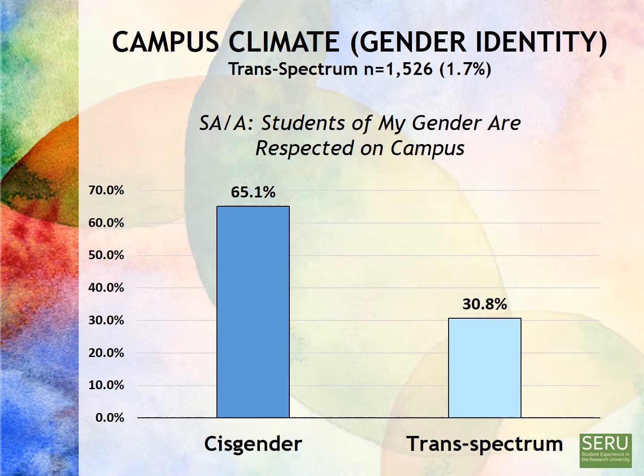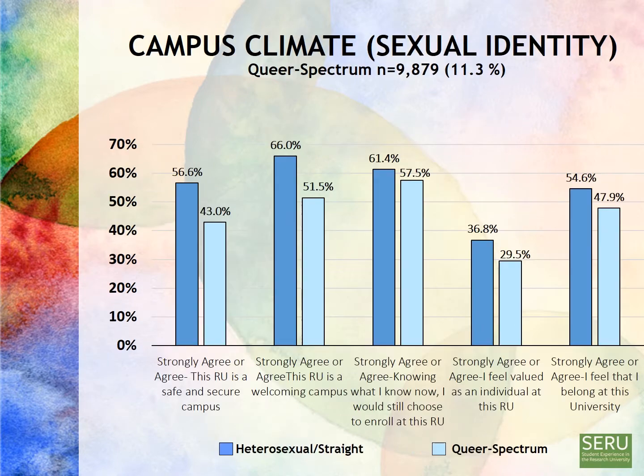And same question under gender identity, but with respect to their gender. Cisgender students, almost 2/3 agree or strongly agree with that versus only 30% for trans spectrum. There's definitely some male-female differences within the cisgender when you break that out, and particularly among females, that percent is lower than males.